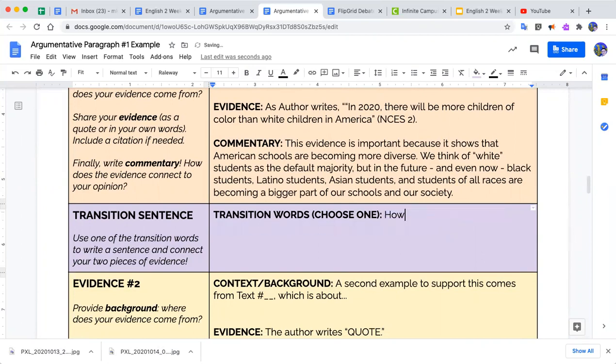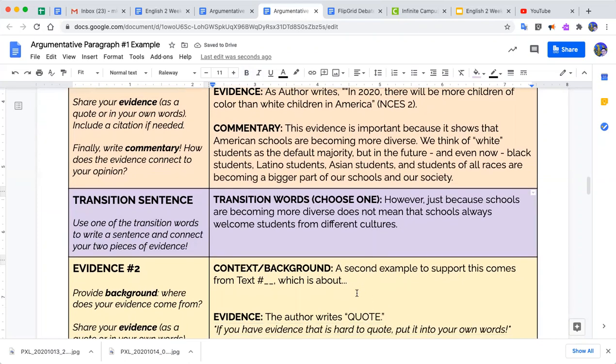So I'm going to say, "However, just because I think schools are becoming more diverse does not mean that schools always welcome students from different cultures."